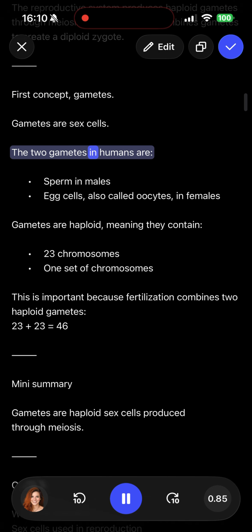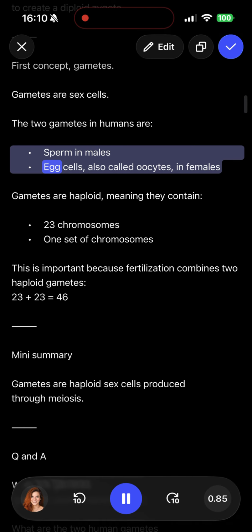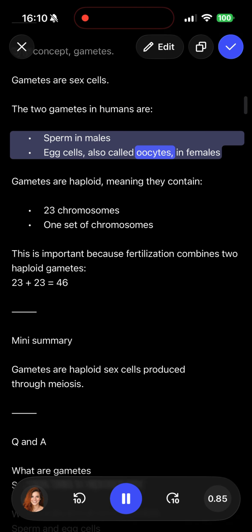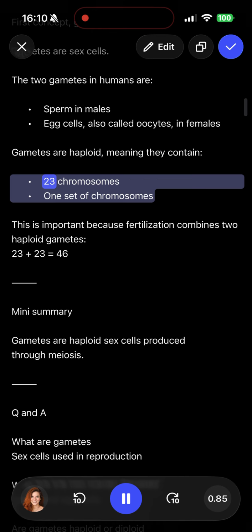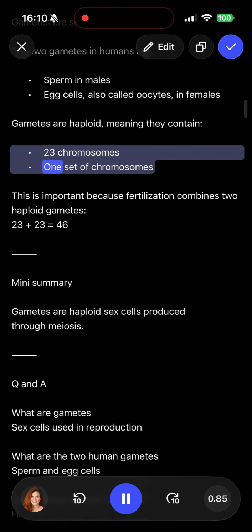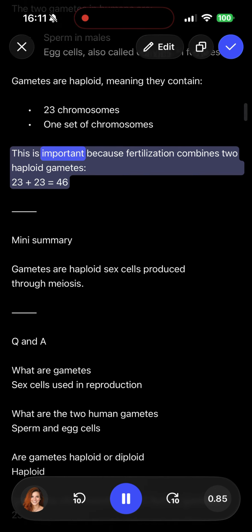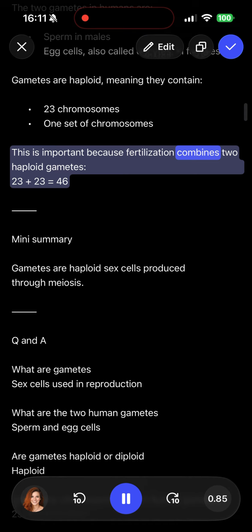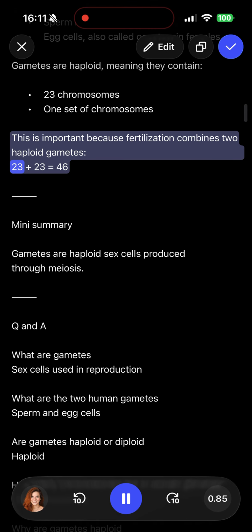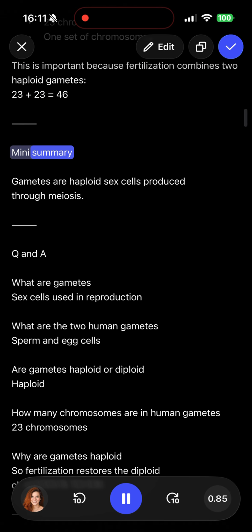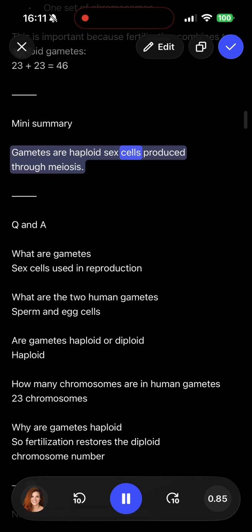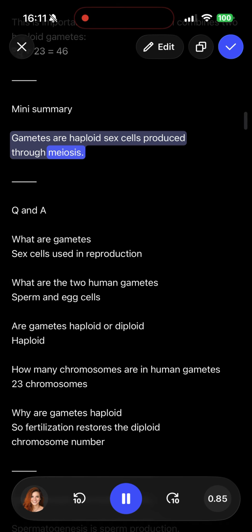The two gametes in humans are sperm in males and egg cells, also called oocytes, in females. Gametes are haploid, meaning they contain 23 chromosomes, one set of chromosomes. This is important because fertilization combines two haploid gametes, 23 plus 23 equals 46. Mini summary. Gametes are haploid sex cells produced through meiosis.